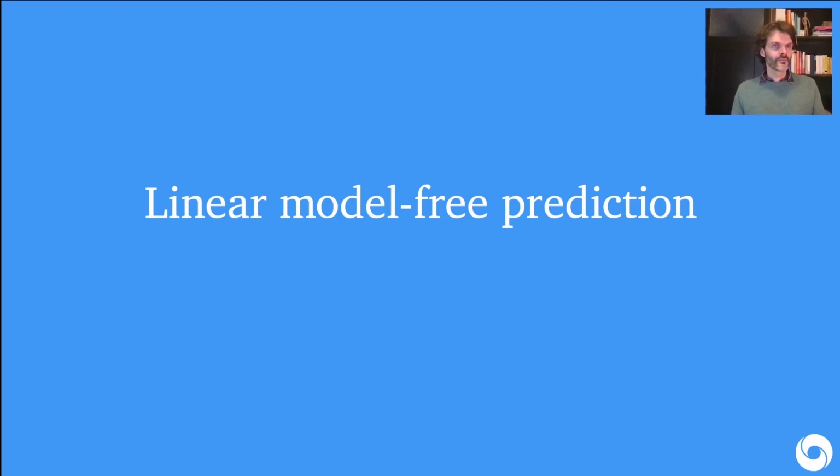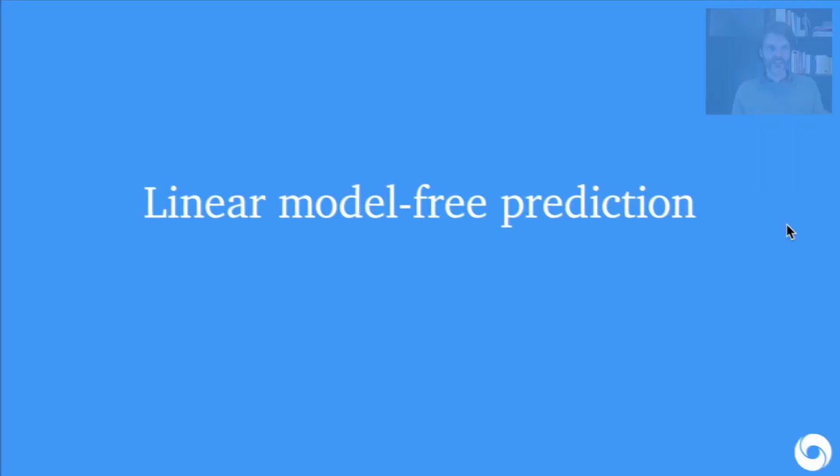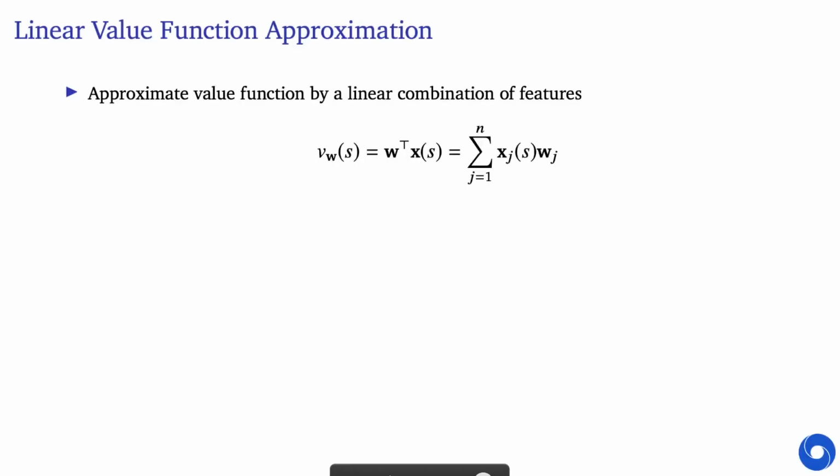Okay, now we're going to move on to linear model-free prediction. So we're going to talk about how to approximate the value function with a linear function approximation. We talked about this before, but just to be very explicit, we're going to approximate the value function by having this parameter vector w multiply with this feature vector x, which we can write out very explicitly by just having a summation over all of the components of both of these vectors. That's just a dot product.